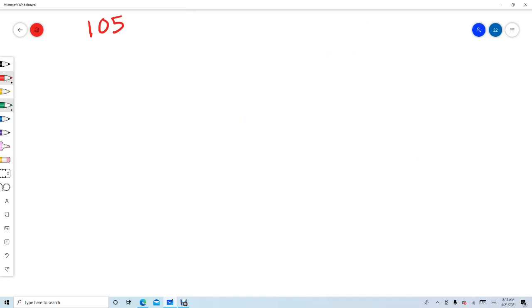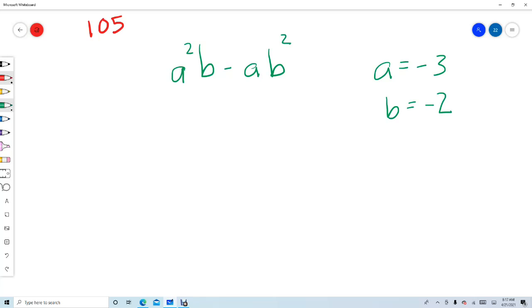And here, again, we're going to be doing expressions with variables and exponents, and then we're going to be substituting for values that are negative. So let's say a is negative 3, and b is negative 2. Right, I'm going to throw a squared in here.